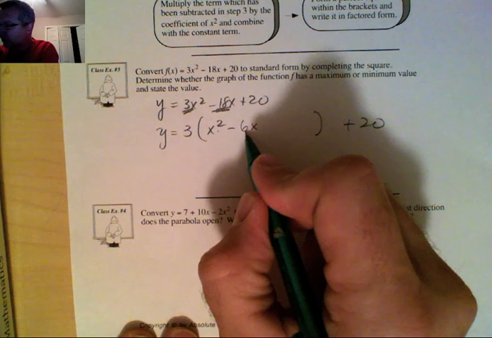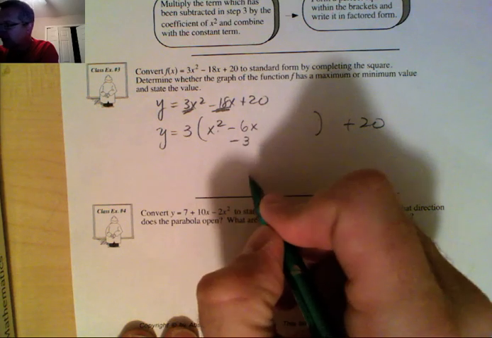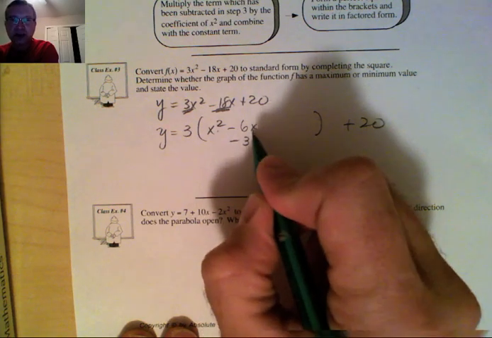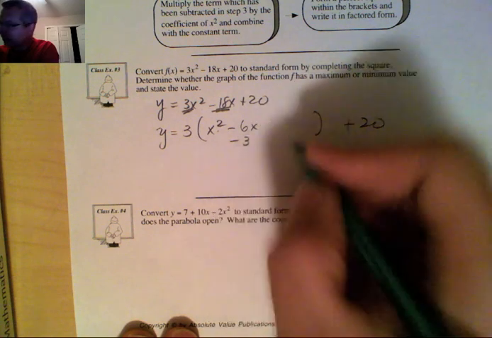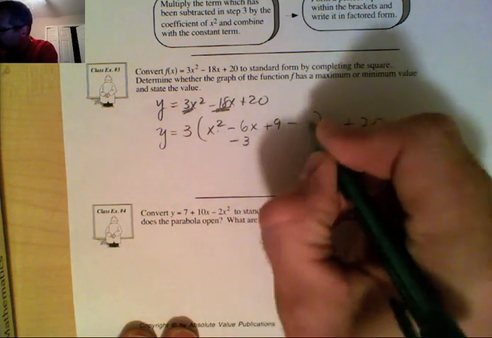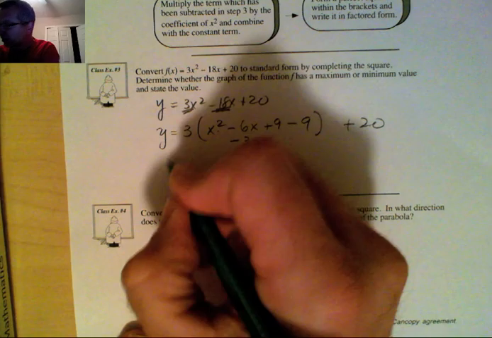We take half the middle term. Half of negative 6 is negative 3. And we square negative 3. Well, if you square negative 3, you get 9. So we're going to add 9 and subtract 9 to our equation.